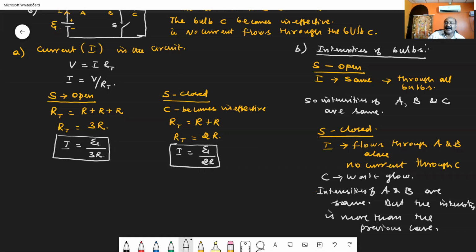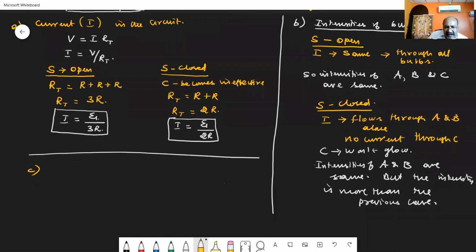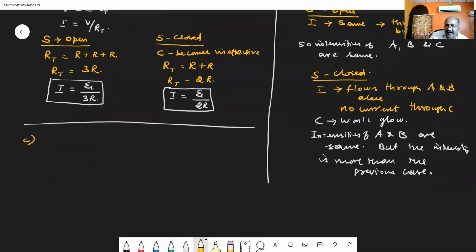We are considering this as the second concept. The option C is to calculate the voltage across the three bulbs when S is open and S is closed. In a series combination, current is constant and voltages are different. So we are going to calculate the voltage across each bulb. Here also we have to consider two cases.